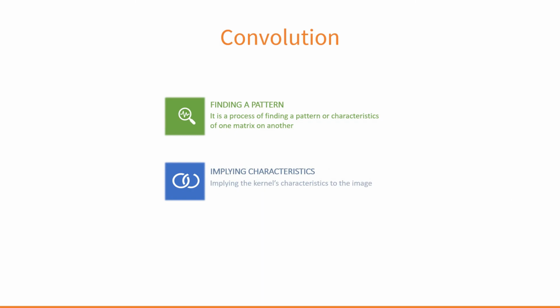Implying the characteristics. So if you have a pattern and you want to apply that pattern to an image, instead of saying a pattern, I can say if you have a kernel and you want to apply the kernel on an image, say a blur kernel, and you apply convolution of the kernel on the image, you will get a blurred image. The same thing, if you want a sharpened image, you have to create a sharpening kernel and apply it.